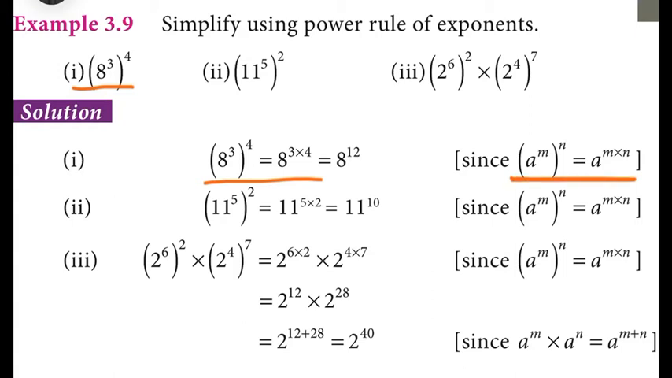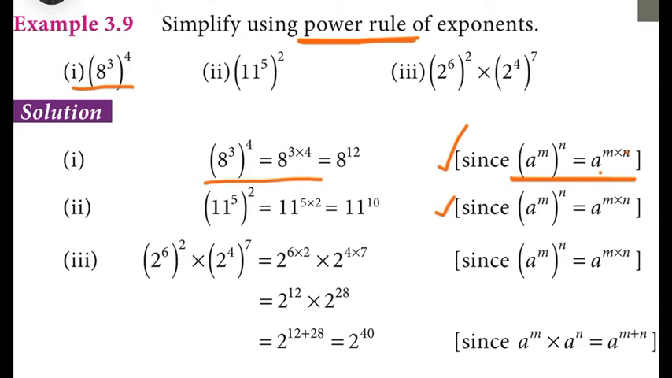A power m the whole power n is equal to a power m into n. As they are writing here, you also have to write the result. In the questions, they will not mention the rule as they are mentioning here. They will not mention power rule, product rule, quotient rule and all. You have to find, according to the numbers, according to the base, which rule you can apply there. So you have to write the results here also. Whichever result you use there, you should mention it on the side.